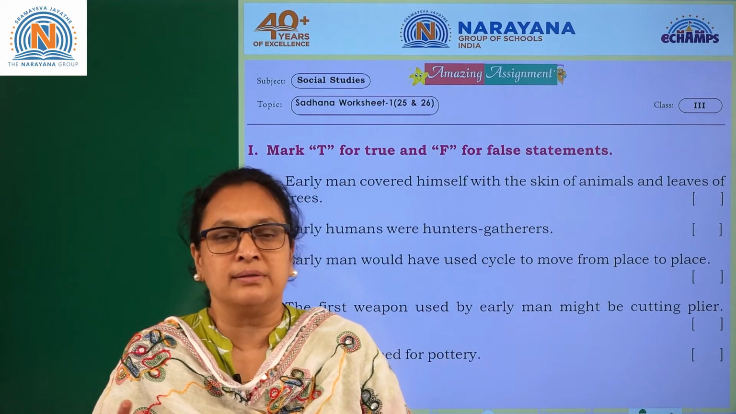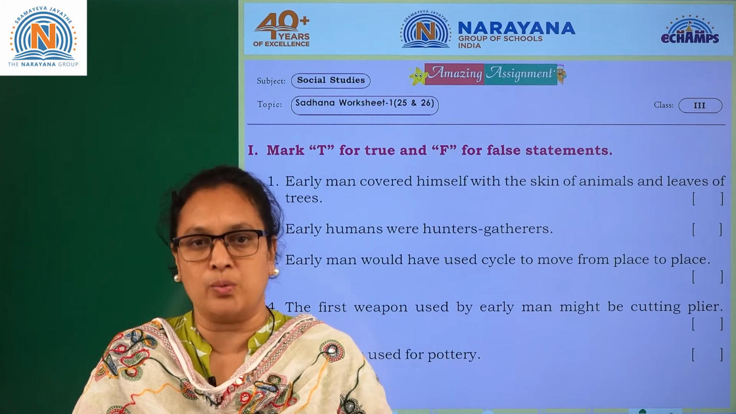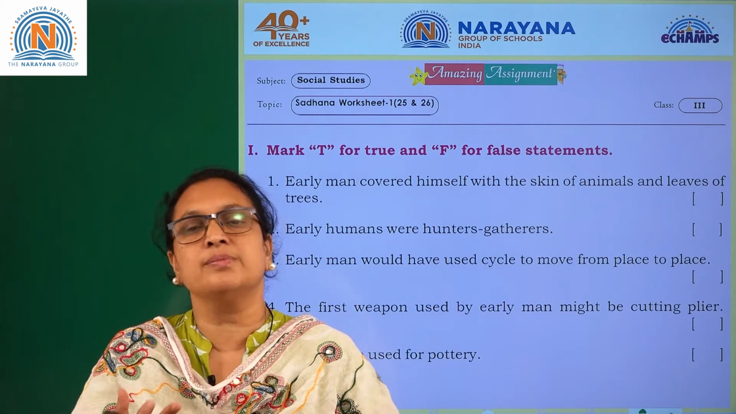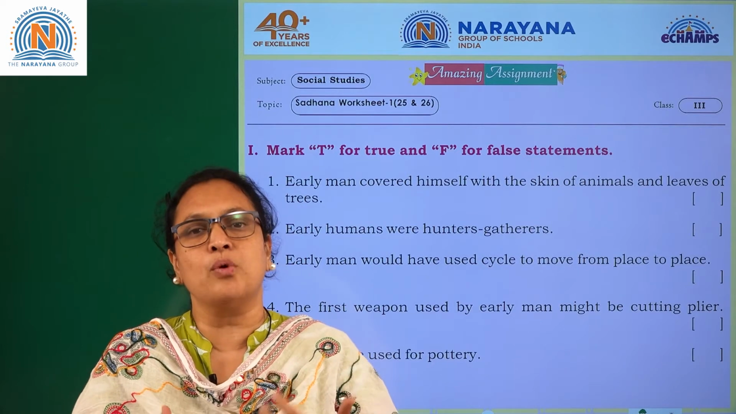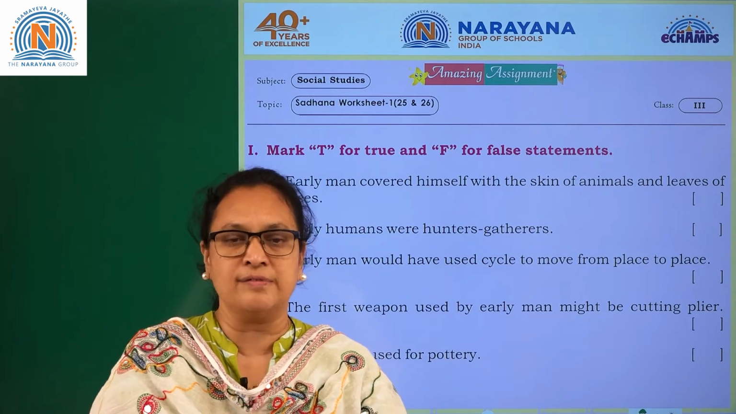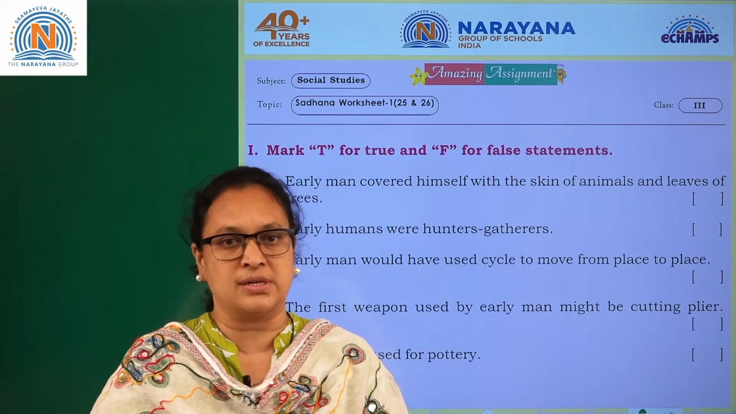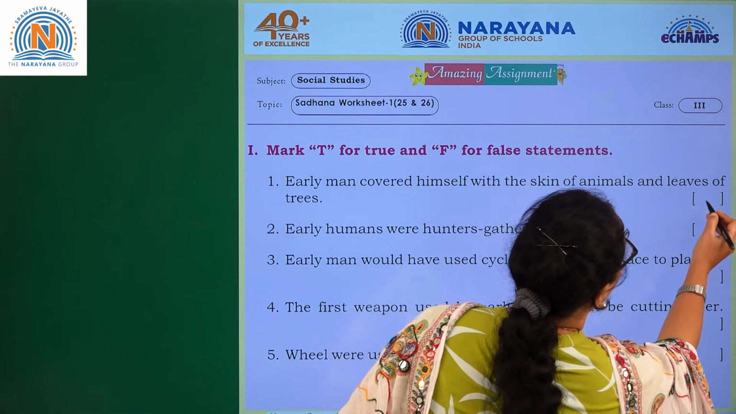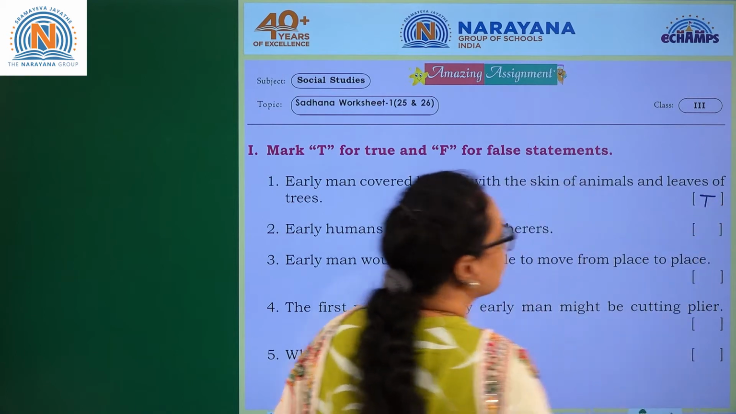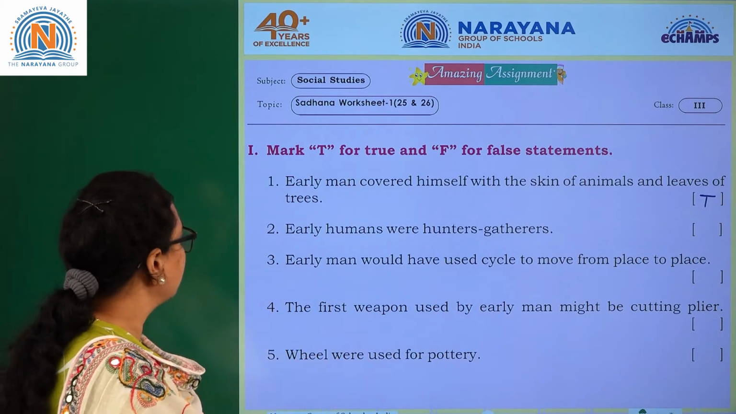Definitely early man never used to wear clothes how we are wearing. They started discovering themselves. When they realized that they need to cover and protect their body, they started using the leaves and barks and the animal skin. So this statement is true. Fine. Let's go for the next one.